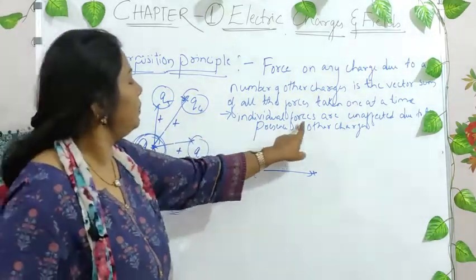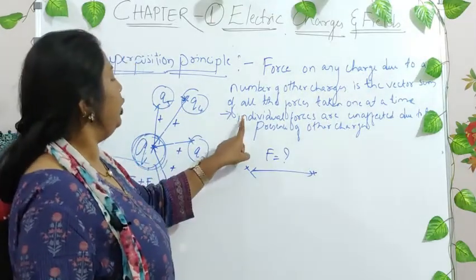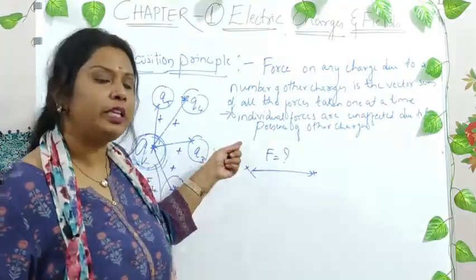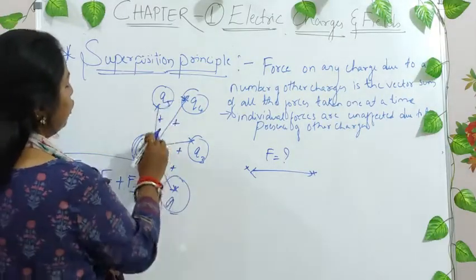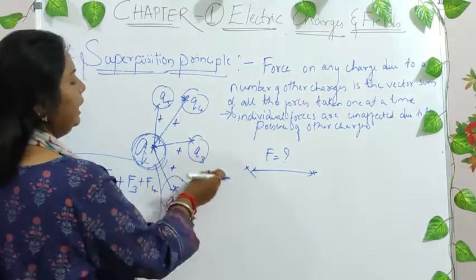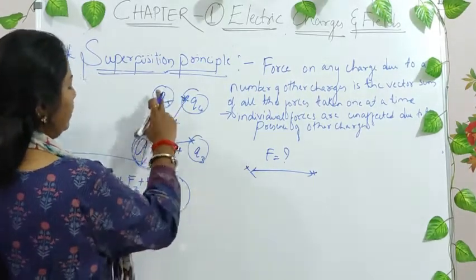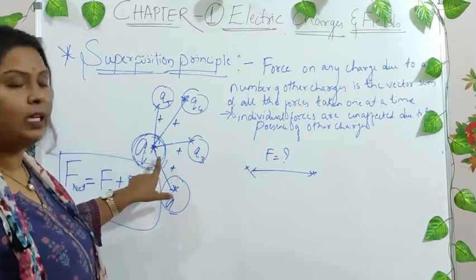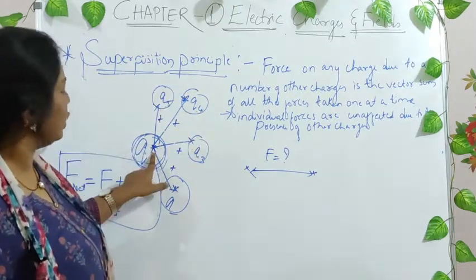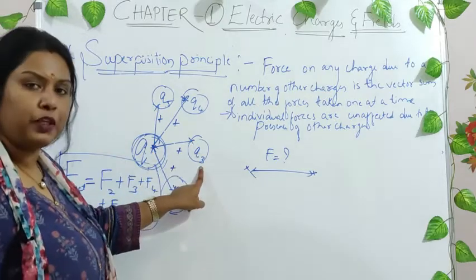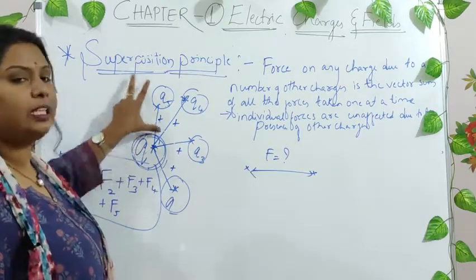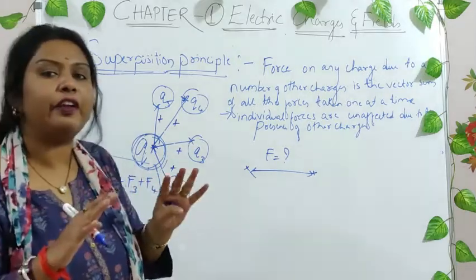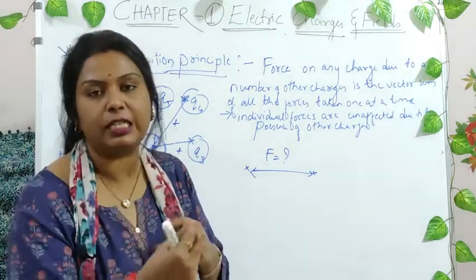Now what does this particular statement indicate? Individual forces are unaffected due to the presence of other charges. What does it mean? It means any force between any two charges is independent. The force between Q1 and Q5 is not affected by the presence of Q4, right? And the force between Q4 and Q1 is not affected by the presence of Q3, right? Any force that is imparted on Q1 is not affected by all the other charges that are present, right?